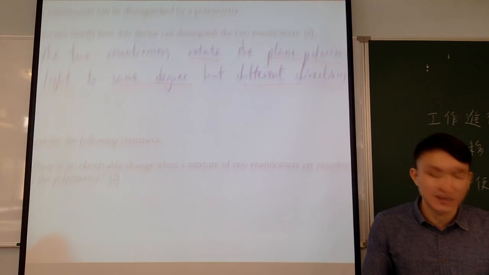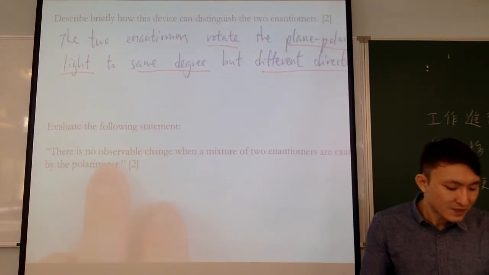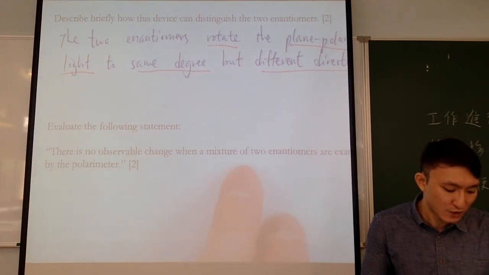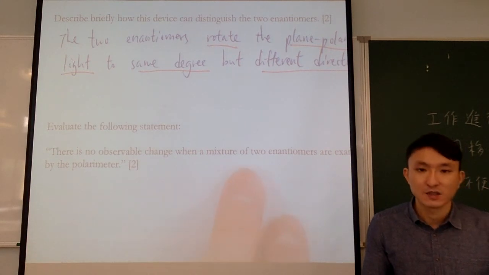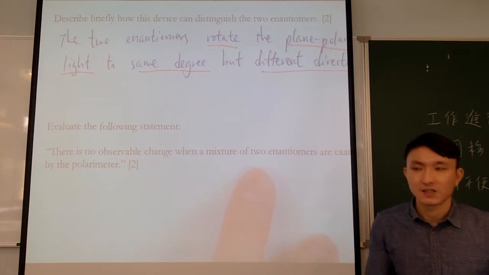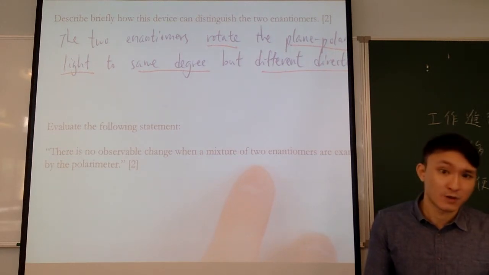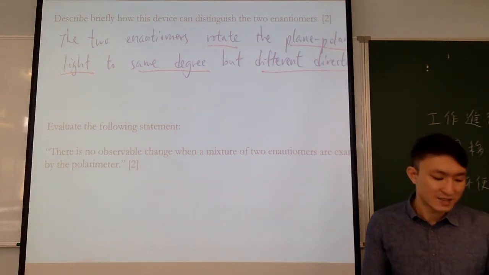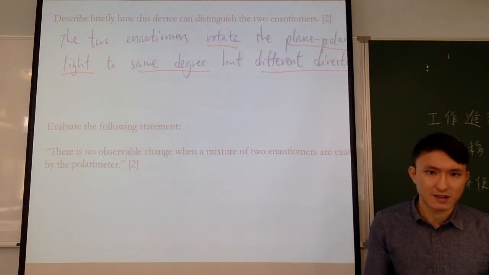Okay, and the last one is to evaluate a statement. There is no observable change when a mixture of 2 enantiomers are examined by polarimeter. So this one has to do with the racemic mixture, but like I said, a racemic mixture requires exactly 50-50 proportion. Simply a mixture does not guarantee having a 50-50 proportion. So that's why this statement is not necessarily true.